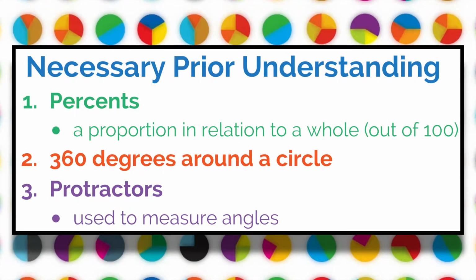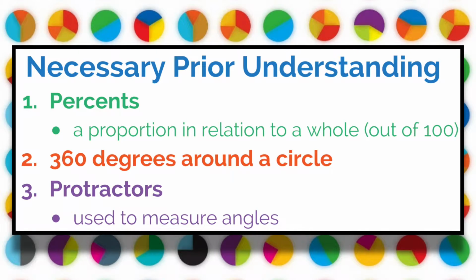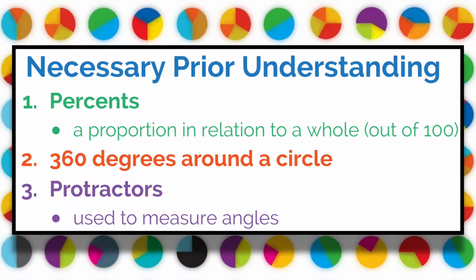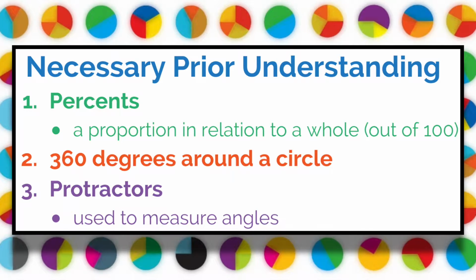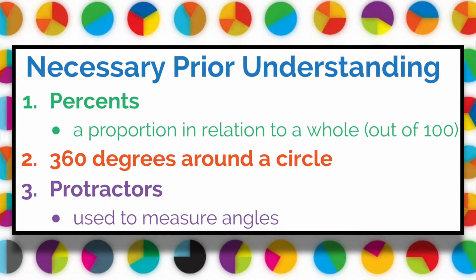Some necessary prior understanding that you're going to need for pie charts is the following. First, you're going to need to know what a percentage is, which is basically just a proportion in relation to a whole out of 100. Second, you're going to need to know that there are 360 degrees around a circle. And lastly, you're going to need to know how to use a protractor, which is used to measure angles.